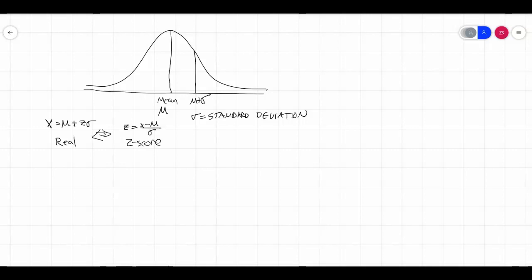Now, with the z-score, you can look up on the z-score table. And the z-score table will give you the probability to the left. Oops, that's not an L. I don't know if I have a z-score table. I think I do. Let me just look real quick. There we go.